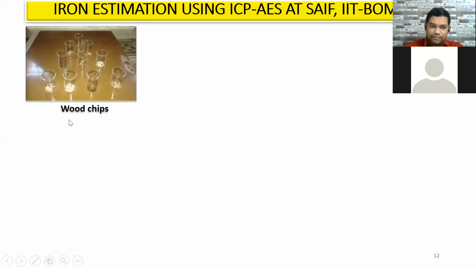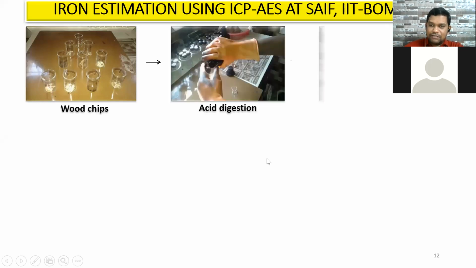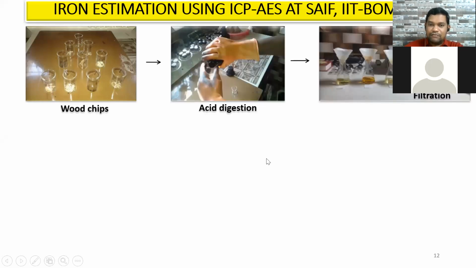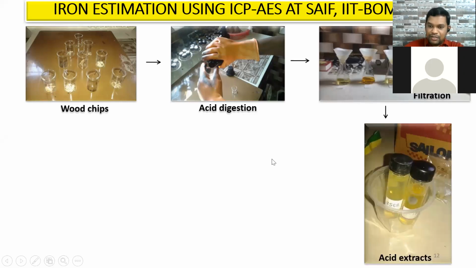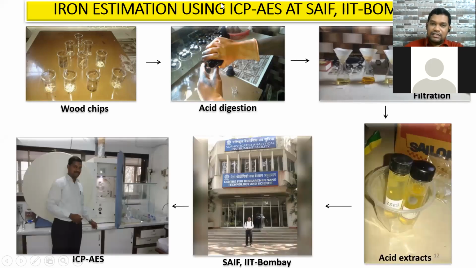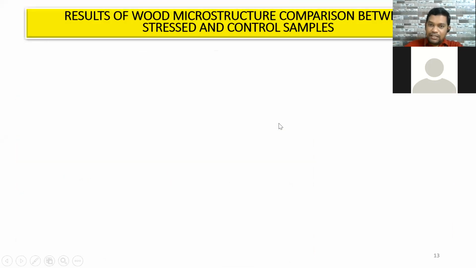For that, using the wood chips, I first prepared an acid extract. Acid digestion was carried out, followed by filtration using Whatman filter paper number 42, and the acid extracts were prepared. These acid extracts were subjected to this instrument ICP-AES available at IIT Bombay, and I got the results at the ppm and ppb level.